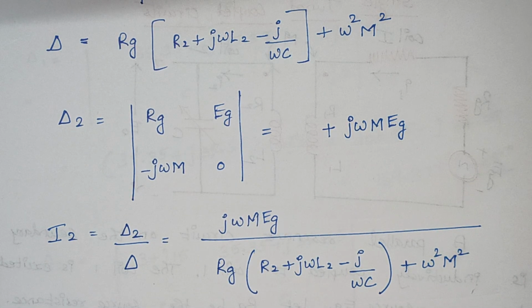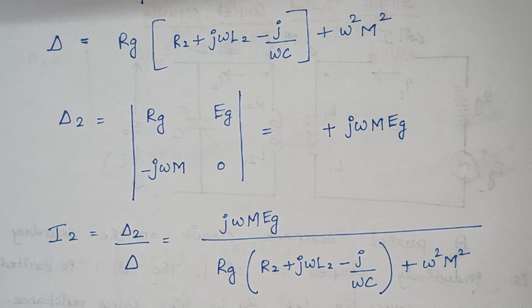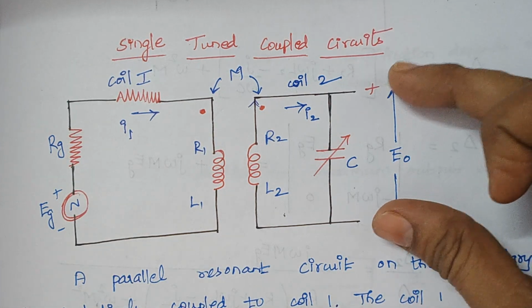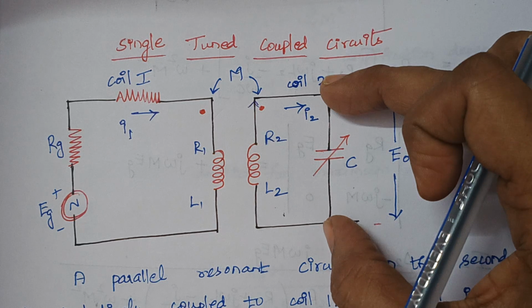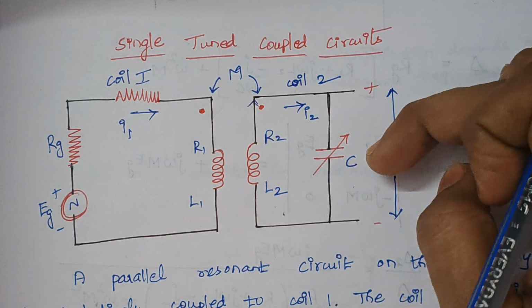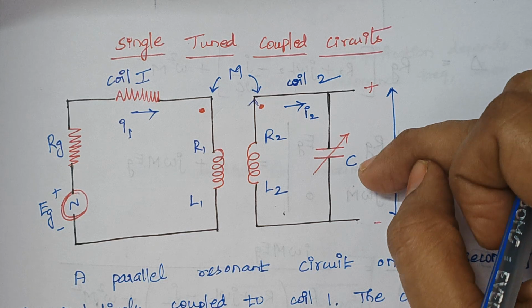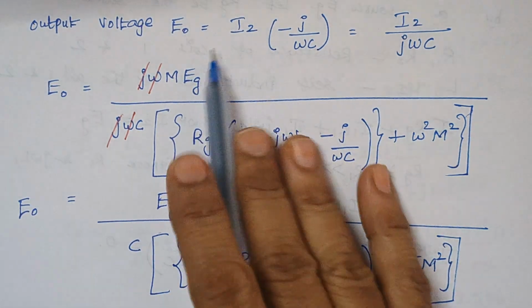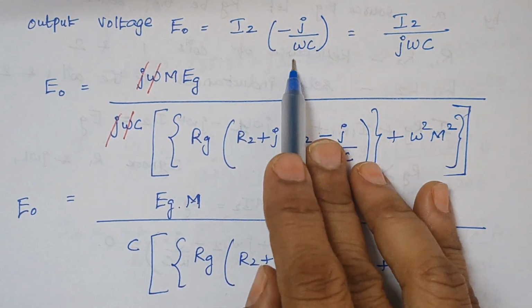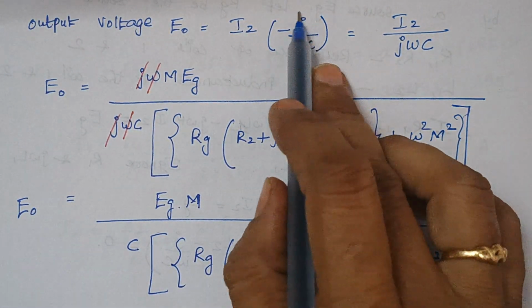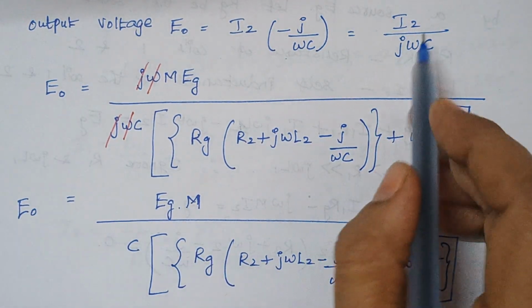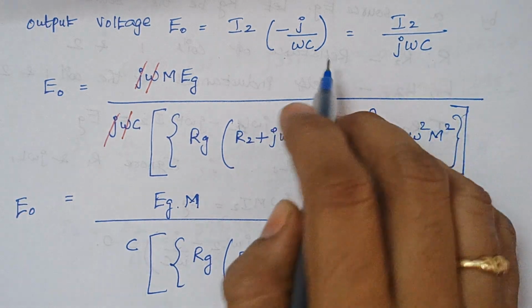Now the next thing is we are going to calculate the output voltage. When you look back at the diagram, this is your E0. E0 is nothing but the voltage drop across your capacitor, that is I2 into the respective reactance of the capacitor. Therefore, the output voltage E0 is given by I2 into minus j by omega C. Since I am bringing this j downwards, this minus becomes plus. Therefore, I2 by j omega C.